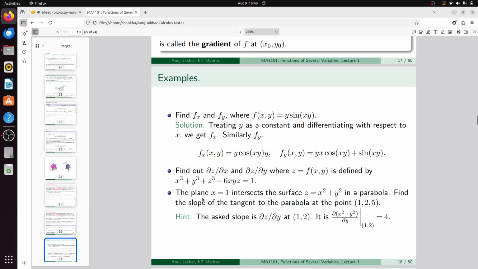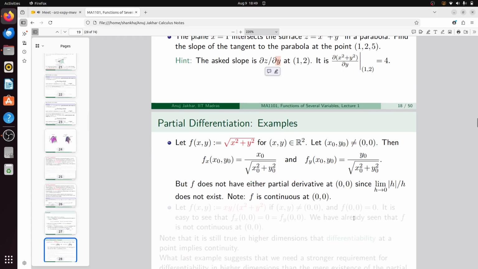So the plane x equal to 1. Similarly you can also determine del z del y. The plane x equal to 1 intersects the surface z equal to x square plus y square in a parabola. You need to find the slope of the tangent to the parabola at the point (1, 2, 5). So you need to just take the derivative. The slope is actually del z del y. So del of x square plus y square by del y, with x and y independent, will be 2y, and the value of y is 2, so 2 into 2 will be 4.